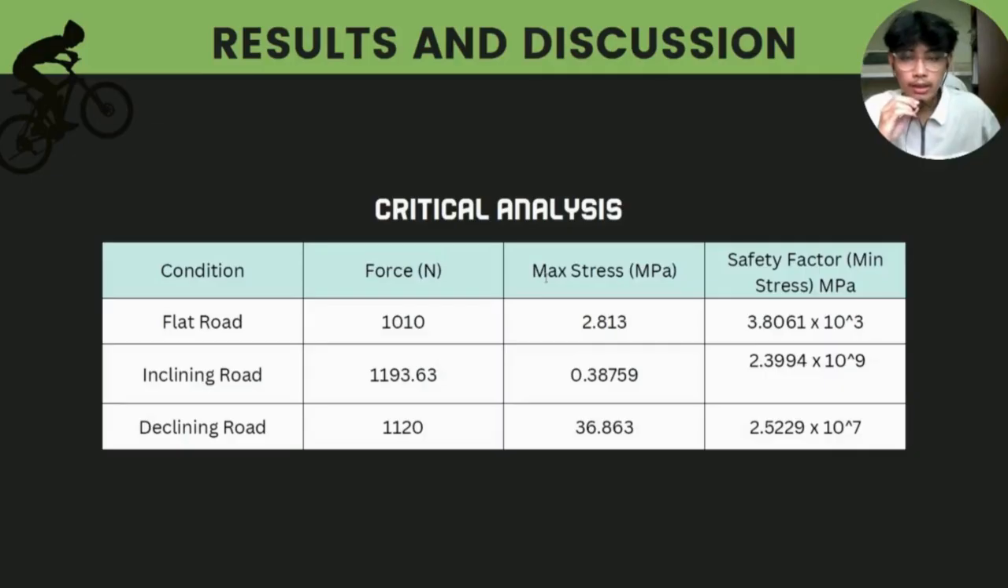in the frame. Lastly, for the result and the discussion, to summarize, this table highlights the critical results for each condition. On the flat road, the frame performed adequately with moderate stress. On the inclining road, despite the higher force, the stress remained very low due to efficient force distribution along the frame. However, on the declining road, the stress increased drastically. This suggests that downhill riding is the most demanding on the frame and poses the greatest risk of structural failure, especially under high impact or braking forces.